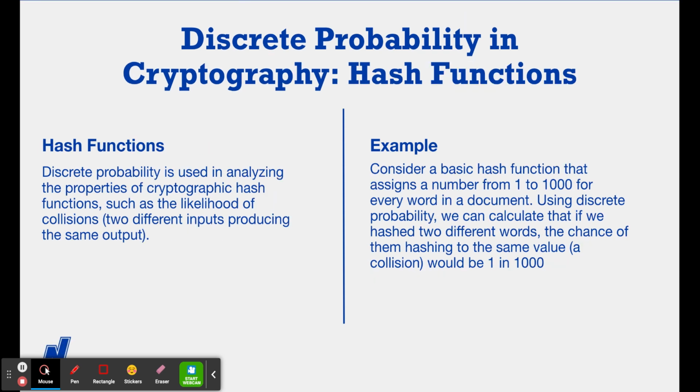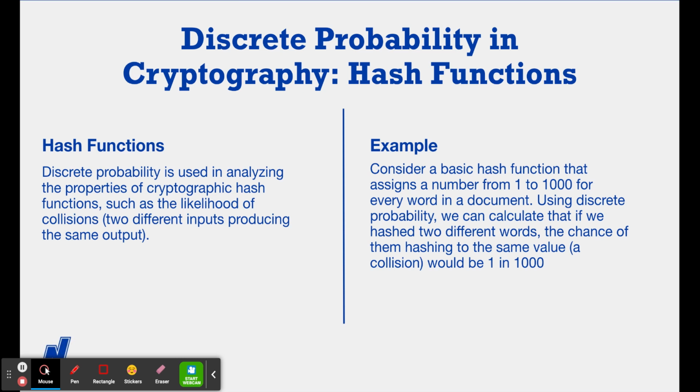Next, we're going to be talking about hash functions, which is another fundamental of cryptography. Now, let's suppose that we have a simplified hash function that assigns a number from 1 to 1000 to every word in a document. Using discrete probability, we can calculate that if we hash two different words, the chance of them resulting in the same hash value would be 1 in 1000.